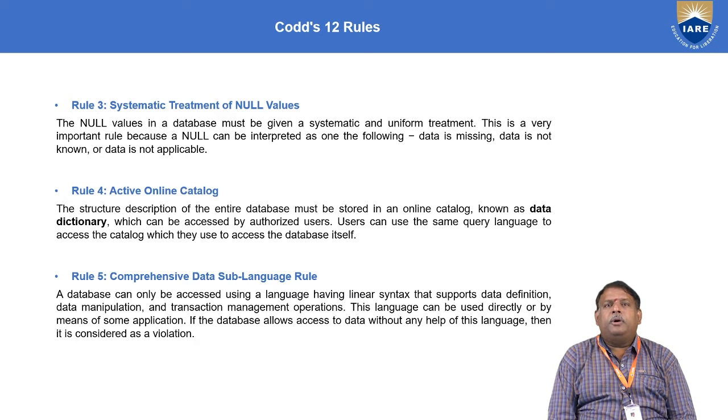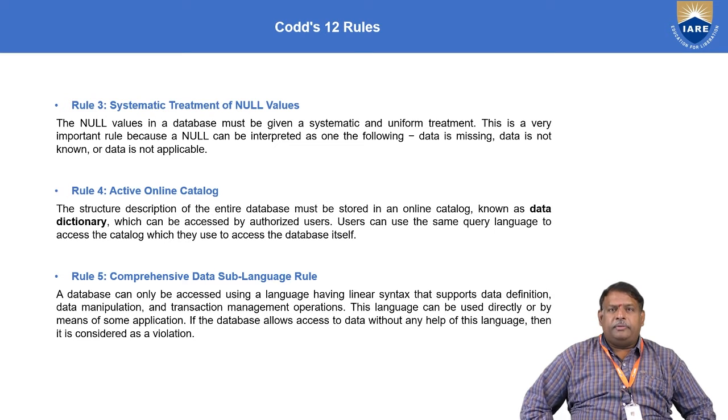This is a very important rule because a null can be interpreted as one of the following. The null can be data missing, or data is not known, or data is not applicable. In this case, it says that we have to treat all the null values with a systematic and uniform treatment. You can't say one as empty, one as NA. That case should not be there. That is the third rule.